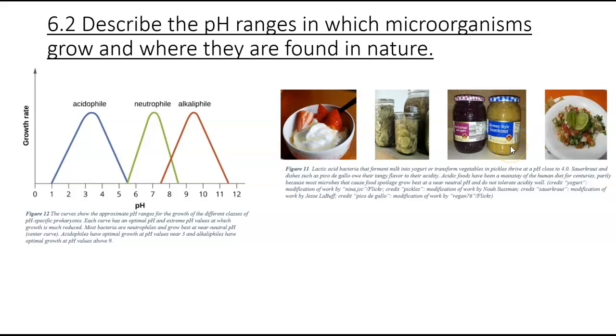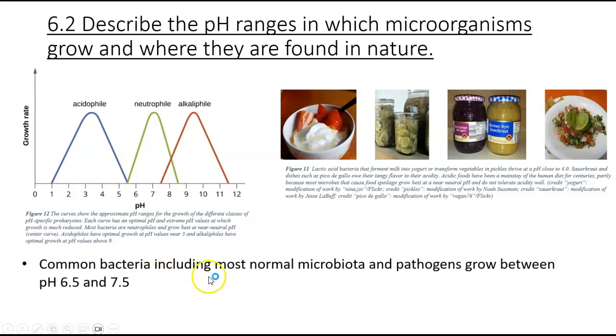So fermenting foods has long been a way to discourage the growth of disease-causing bacteria or food-spoiling bacteria, and allow these acidophiles to create these interesting flavors that we like. We tend to like acidic flavors. We don't tend to like alkaline flavors. There are some bacteria that can grow in alkaline environments, but we don't tend to put them in foods because we don't like how they taste. They taste bitter. So I have on here that common bacteria, including most of our normal microbiota and pathogens, usually grow between pH 6.5 and 7.5. So in this range right here.